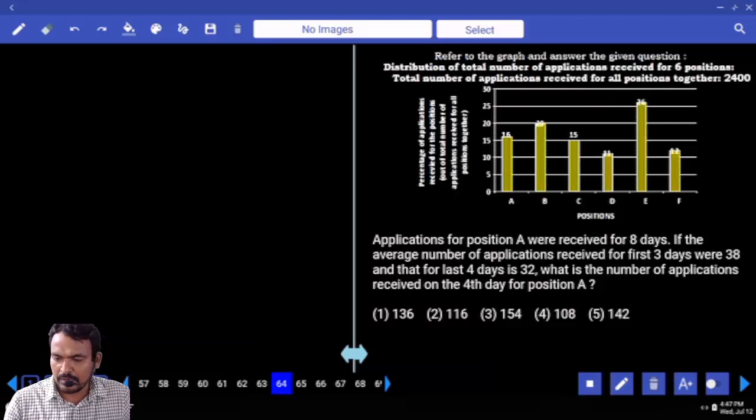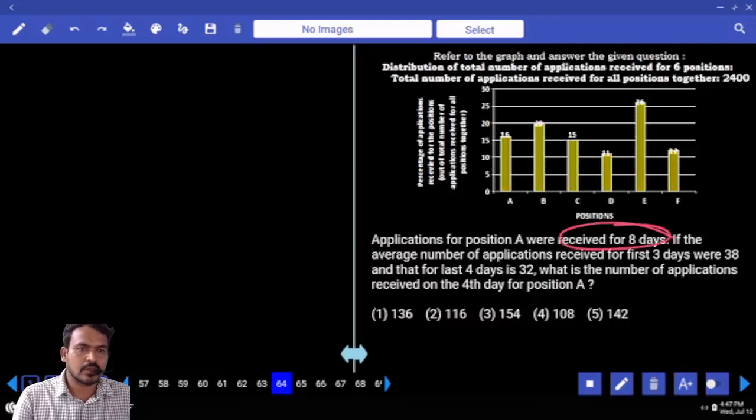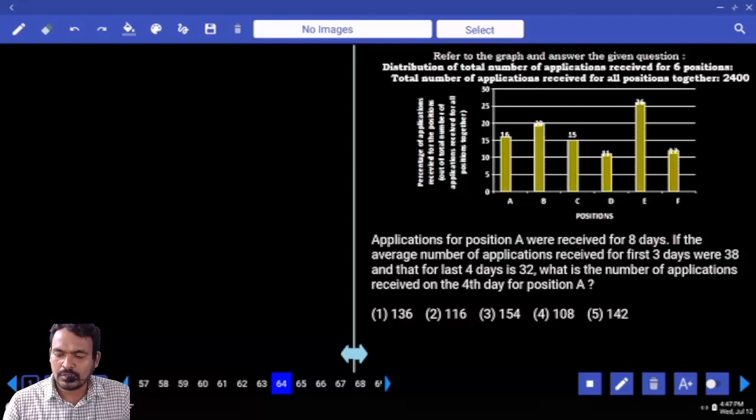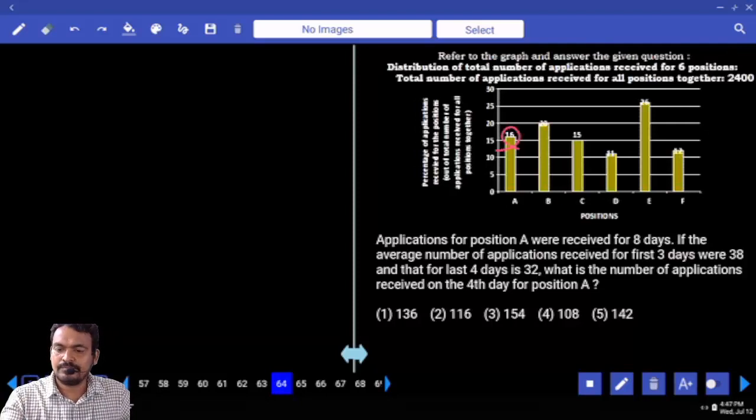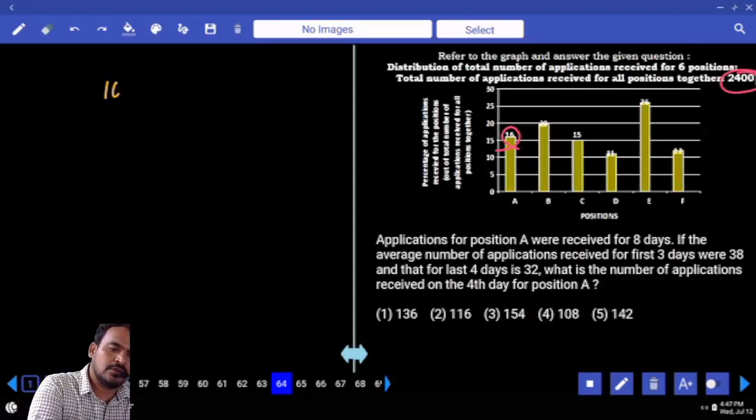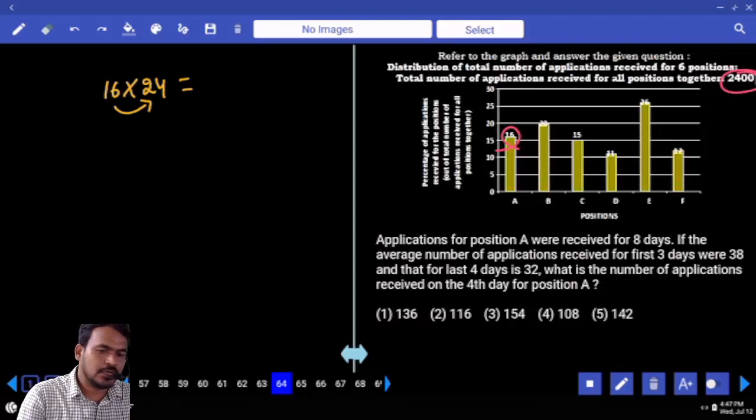What is the question here? Applications for position A were received for 8 days. If the average number of applications received for first 3 days were 38, last 4 days are 32, what is the number of applications received on the 4th day for position A? First position A, what is the percentage? 16%. Of which value? 2400. Means 16 into which one? 24. 16 20s, 320, 16 4s are 64, 384.